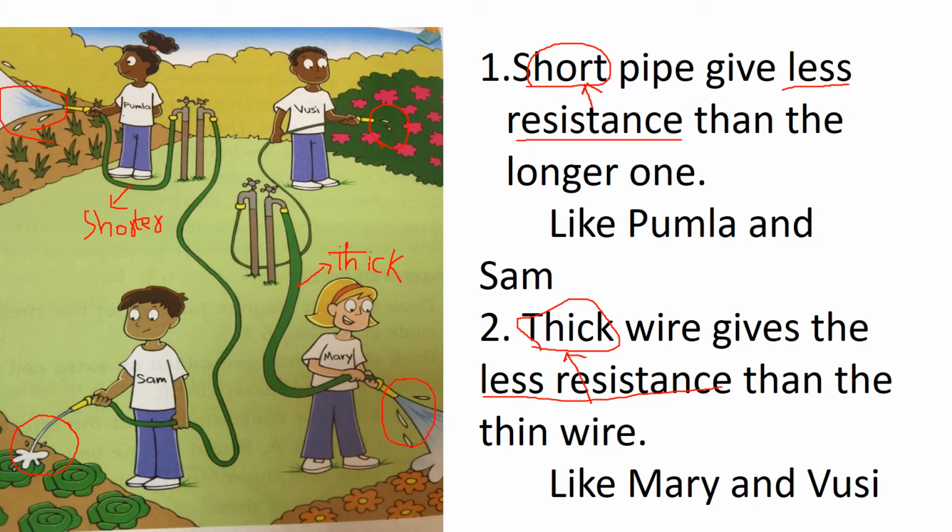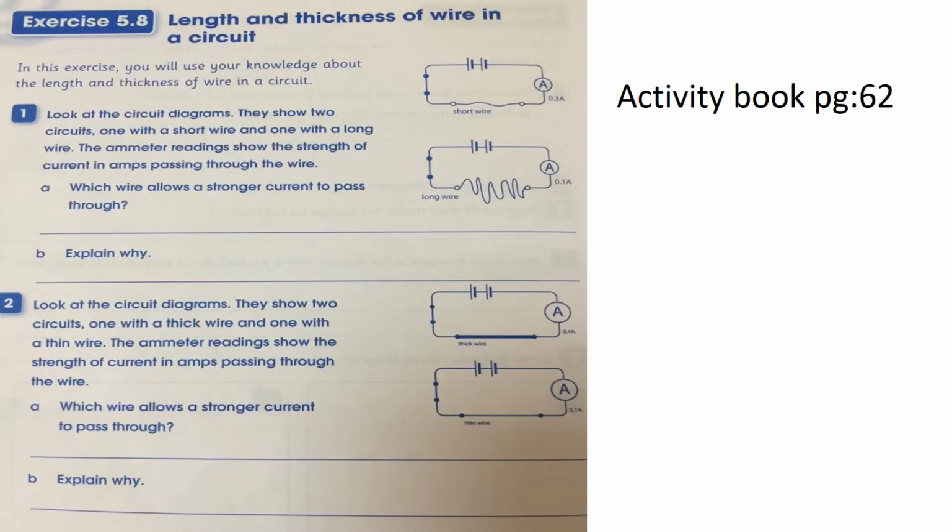This is the conclusion of this chapter. Now, open your activity book, page number 62. Here we have two types of circuit in question number 1, in which one uses a shorter wire and the second circuit uses a longer wire. So what do you think? Which circuit allows a stronger current to pass through? Which one? Definitely your answer is the short wire. Why? Because it shows less resistance.